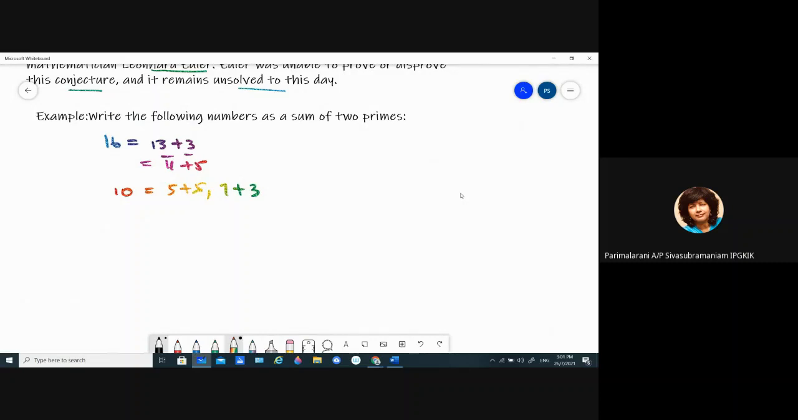Let's look at another example. 48. Can we write this as a sum of two primes? Anyone want to try? Is 1 a prime number?